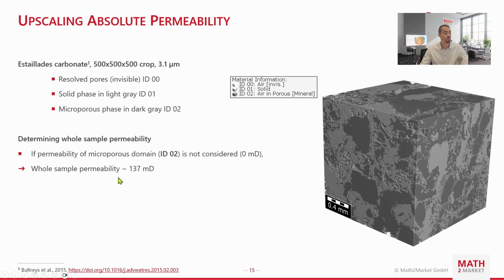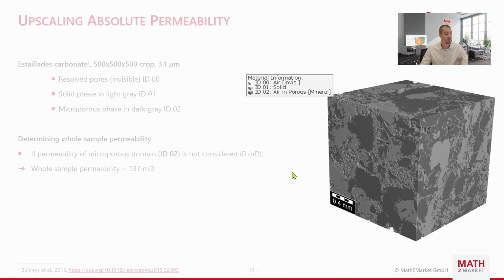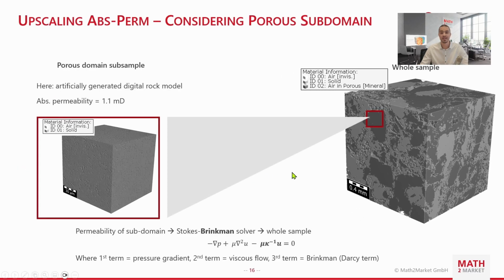And now, if we wanted to predict the absolute permeability of this whole digital rock model, and we would not consider the microporous phase properties, we would get the approximate sample permeability of around 137 millidarcies. And now let's say that we have a subsample taken out of this microporous domain, which, for example, could be imaged with nano CT ultra high resolution imaging.